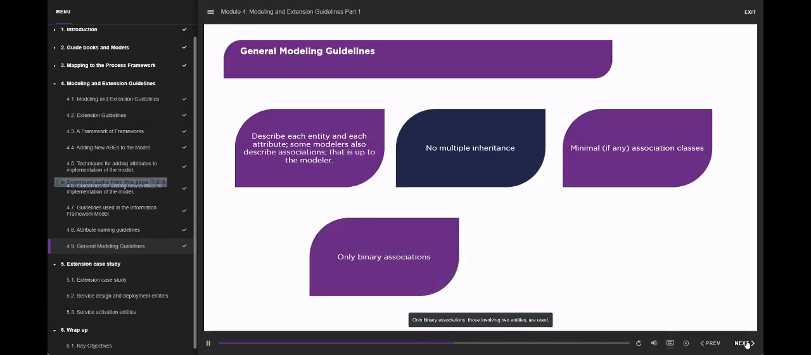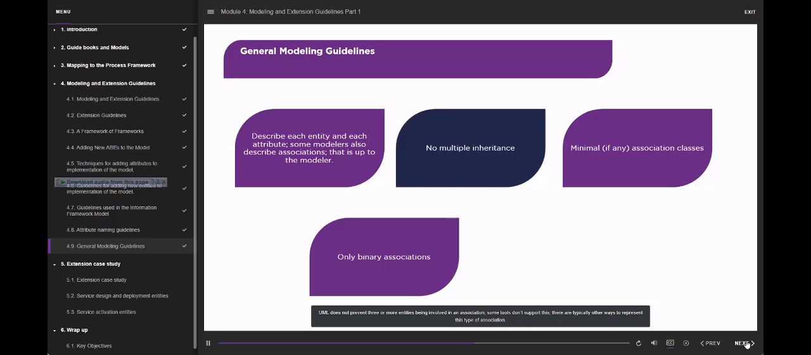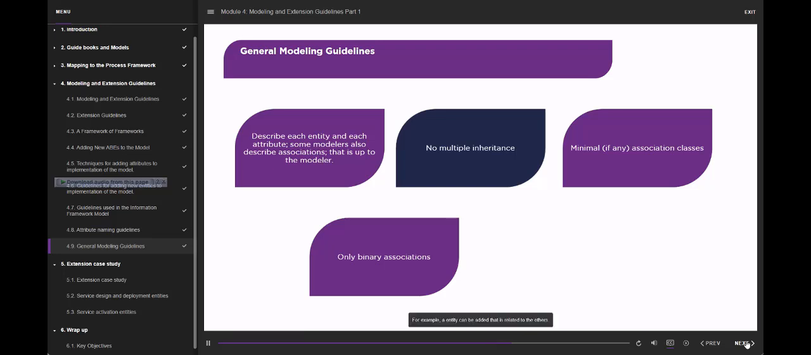Only binary associations, those involving two entities, are used. UML does not prevent three or more entities being involved in an association. Some tools don't support this. There are typically other ways to represent this type of association. For example, an entity can be added that is related to the others.